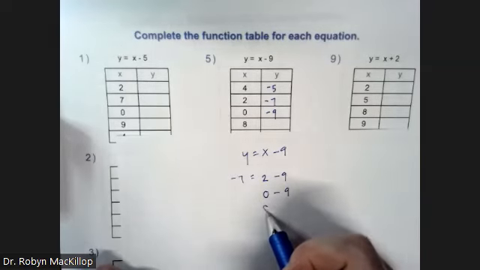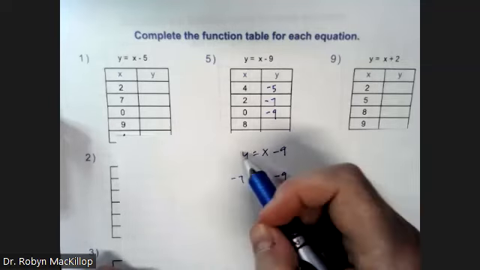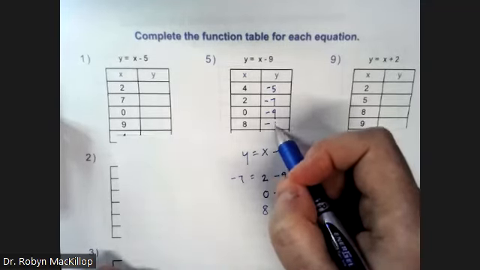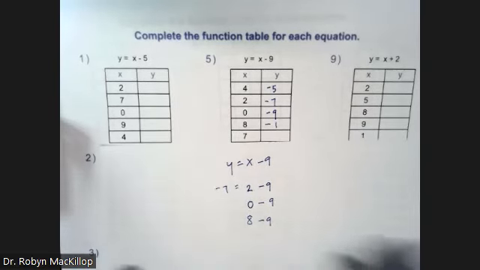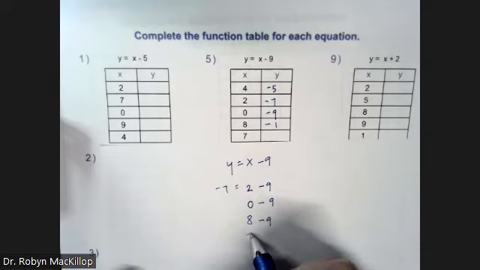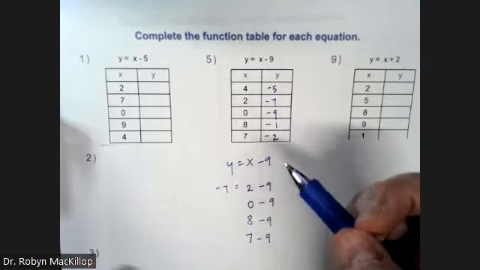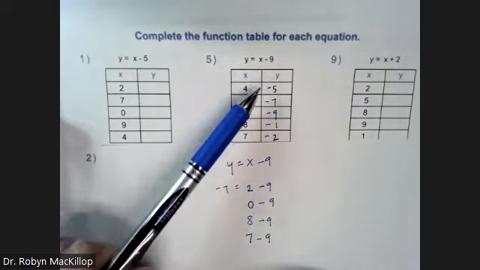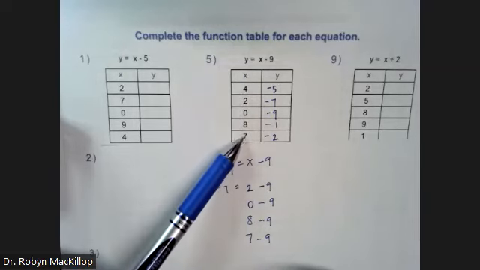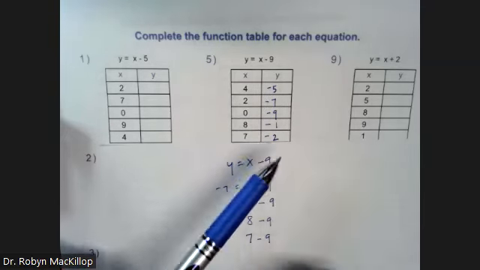When x is 8, minus 9, y is going to be negative 1. But the last one? Nope, there's 7. And when x is 7, minus 9, y is negative 2. So this is the pattern. This equation is the pattern for your input x to find your output y.